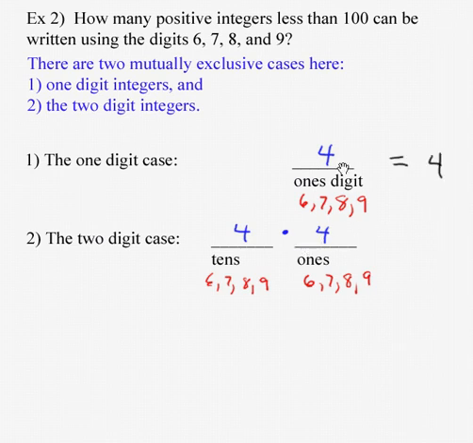And we would say, well, totally for one digit, there's only four cases. But for the two digits, there's 4 times 4, or 16 possibilities. Since they are mutually exclusive, we need to take the sum of 4 and 16. And to answer the question, there are 20 positive integers less than 100, only using the digits 6, 7, 8, or 9.